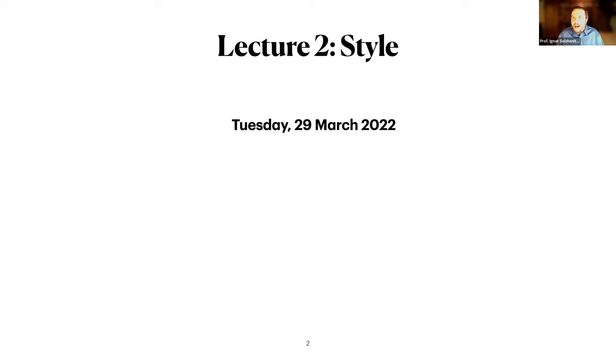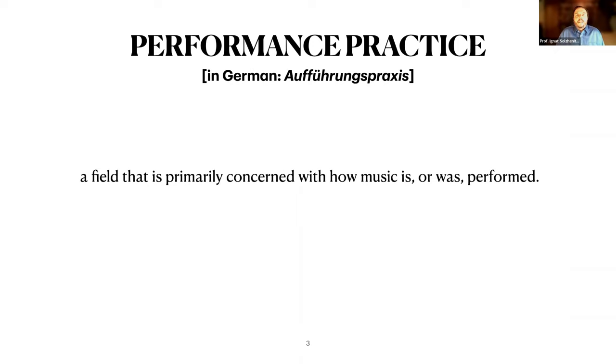Today we talk about style, and style means, first of all, performance practice. What is performance practice? It comes from that German fancy term, Aufführungspraxis. But really, it's a way of thinking about how music was supposed to be performed and is supposed to be performed, whether it's music of the past or music of the present. Of course, we think of performance practice relating to Bach and music of the Baroque and just far away music. And of course, that's very applicable.